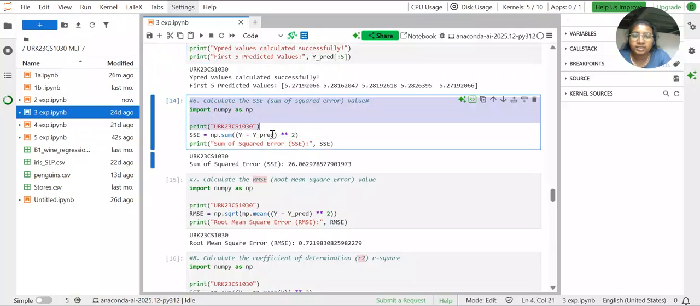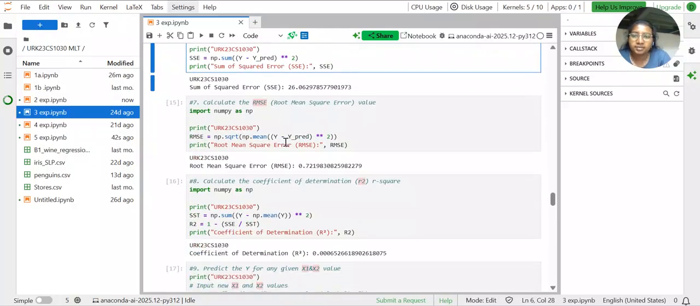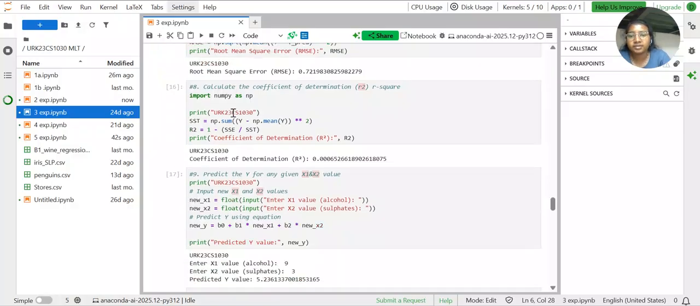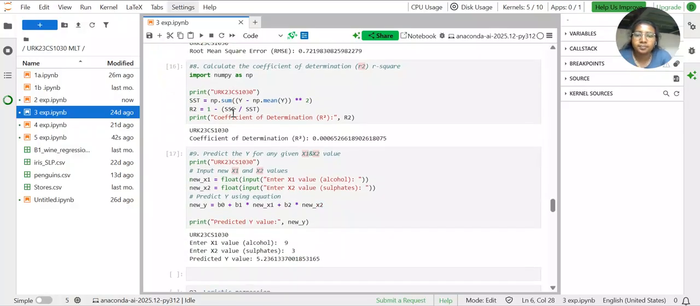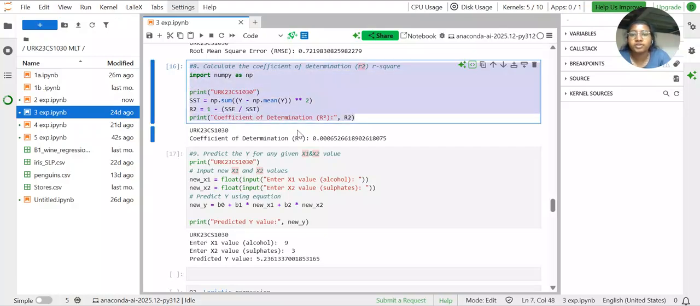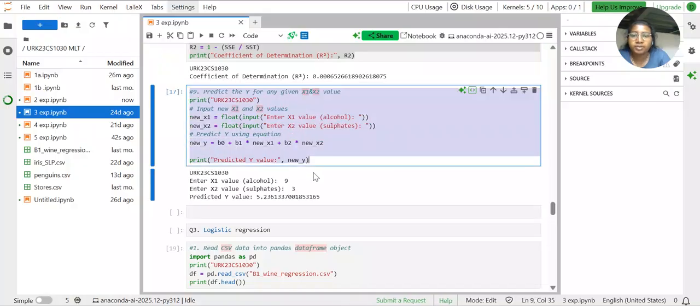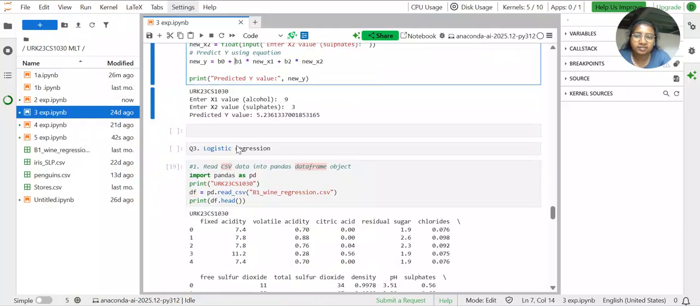Sixth one is about calculating the SSE. Next, I computed the squared error. Seventh, it is the same: I have calculated the root mean square error as with linear regression. Eighth is calculating the R square value. I computed the R square value to measure model performance. Ninth is about predicting y for given x1 and x2. Finally, I use the regression equation to predict the wine quality for given values of alcohol and sulfate.